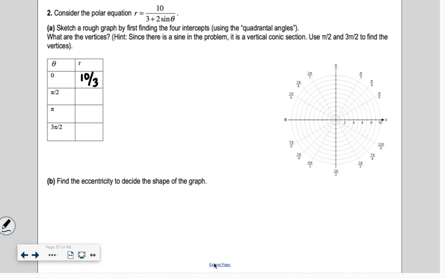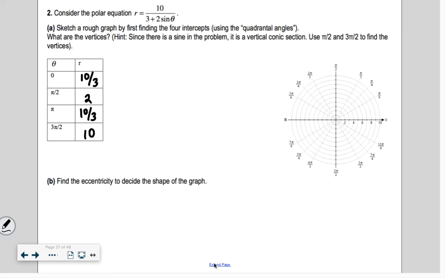You with me? All right, then I'm going to plug in pi over 2. Sine of pi over 2 is what? 1. So what do I get for pi over 2? 2, because I have 10 over 5, right? Now if I plug in pi, again, sine pi is 0, so I have 10 over 3 again. And then if I plug in 3 pi over 2, I have negative 1, so 3 minus 2 is 1, so 10 over 1 is 10.